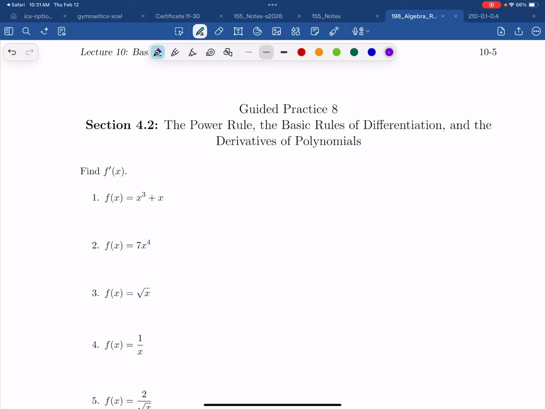Let us do some guided practice. We're just going to use the power rule here a bunch of times, right? 3x squared plus 1. Everyone see how we got that? Does everyone see in particular x to the 1 minus 1? Right, 1x to the 1 minus 1 equals x to the 0, which equals 1.